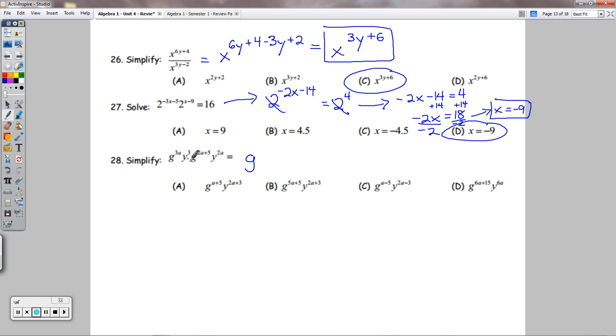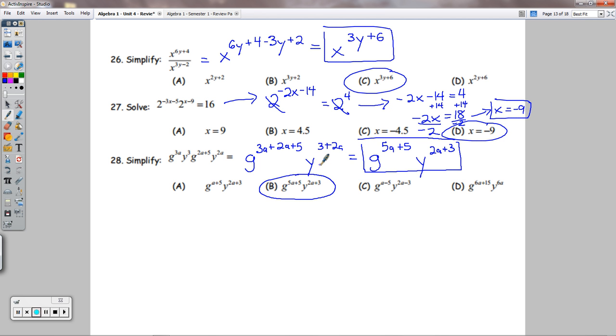So find all the g's and add the exponents together, and then find all the y's and add those exponents together. So I could rewrite this with the like terms and the exponents combined. This would be 5a plus 5, and then this one I could leave like that, or I could write it as 2a plus 3. If you look at your answer choices, it's written like this instead. So choice B is the answer choice that matches up.